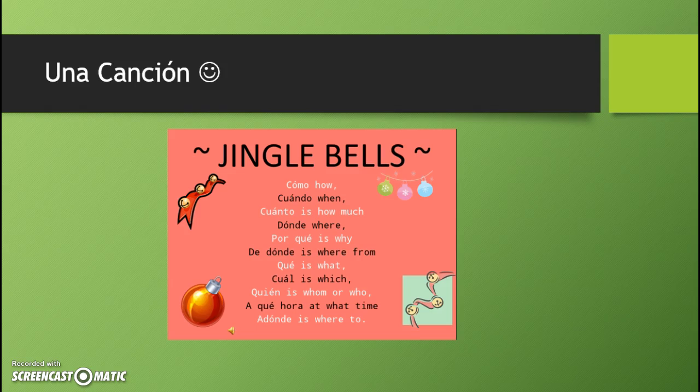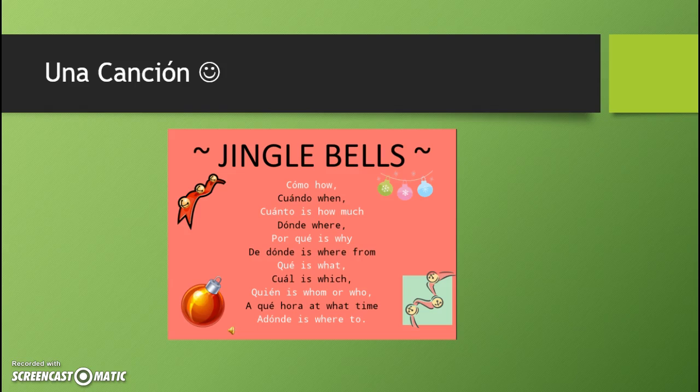So, here we go. ¿Cómo, how, cuándo, when, cuánto is how much, dónde, where, por qué is why, de dónde is where from, qué is what, cuál is which, quién is who or whom, a qué hora, at what time, a dónde is where to.